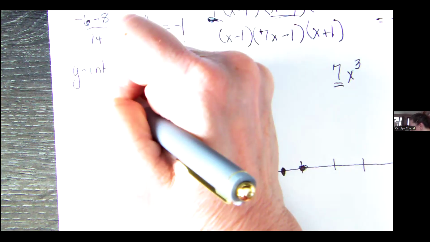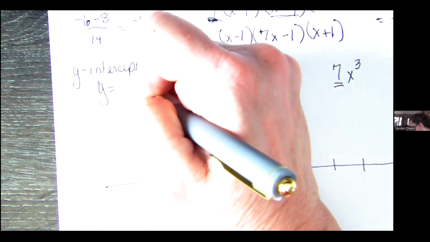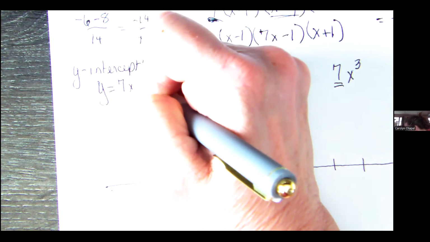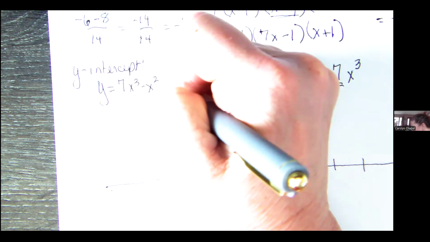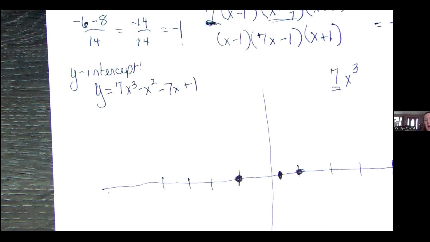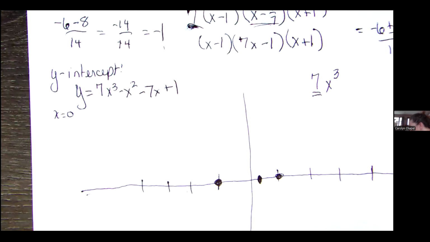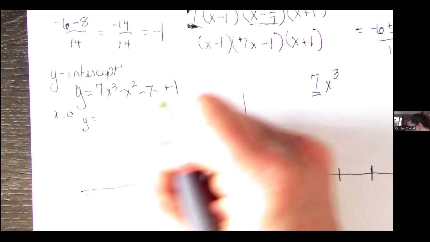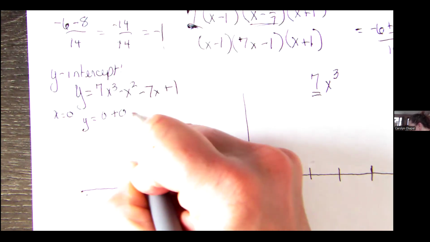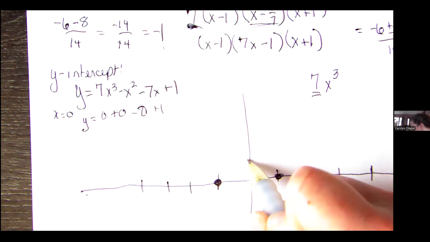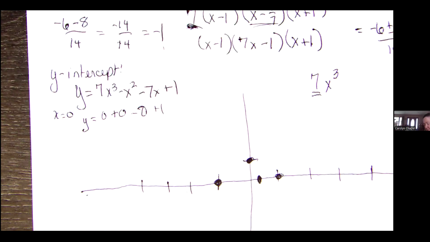We have our function, and I'm going to write it in terms of y equals 7x cubed minus 8x squared minus 7x plus 1. Our y-intercept is when x is equal to 0. So doing that, we get that y is 0 minus 0 minus 0 plus 1. So we get our y-intercept at 1.